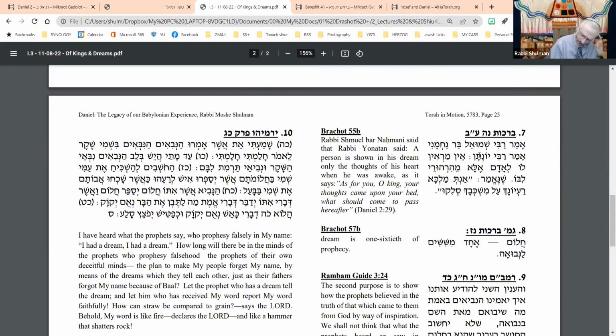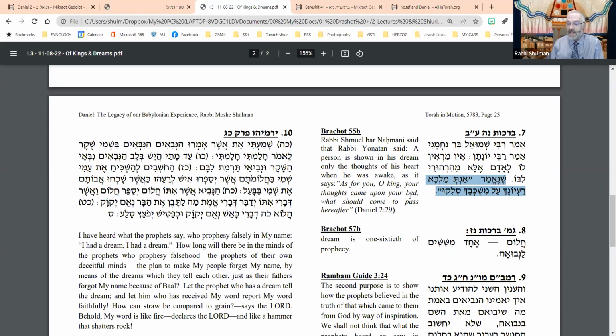There's actually two opinions in the Gemara. There's a Gemara in Brachot that says, Amar Shmuel bar Nachmani Amar Rav Yonatan, Ein Marin LaAdam Ela Mihuhei Libo, that a dream at night is a reflection of what one thinks about during the day, which is a very advanced psychological insight, the foundation of much of Freudian psychology. Based on the text in Daniel, your thoughts came upon your bed, you were thinking about the future, and so you had a dream about what you thought the future would look like.